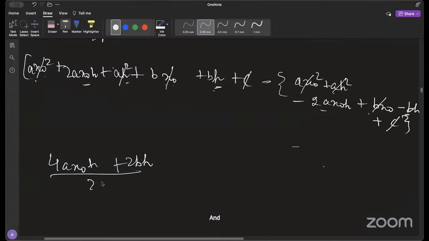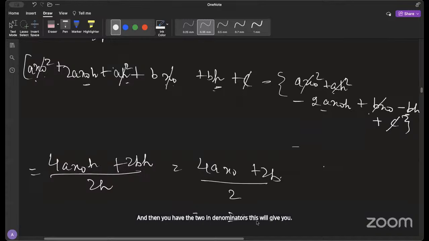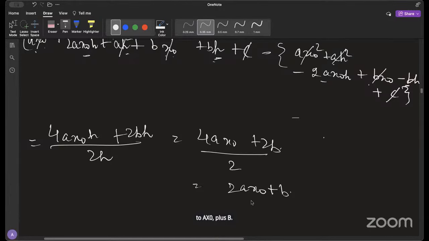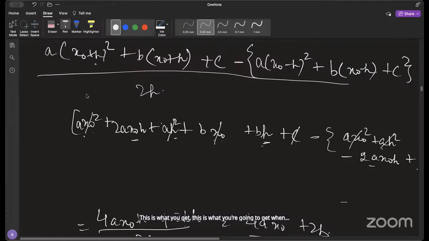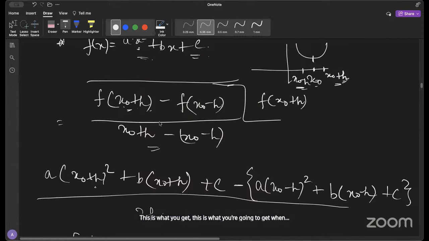And in the denominator, you have 2h. This will be 4 a x naught plus 2b, and then you have the 2 in the denominator. This will give you 2 a x naught plus b. This is what you're going to get when you do this thing.